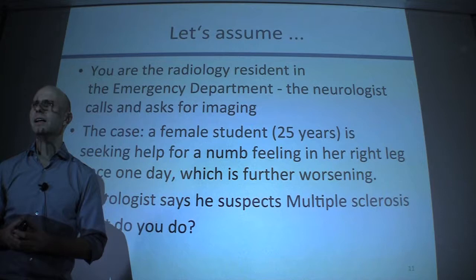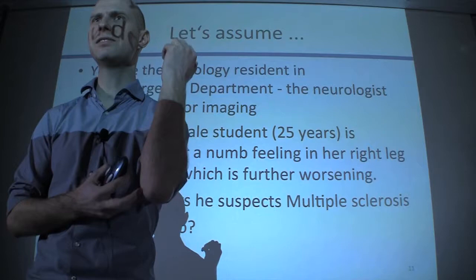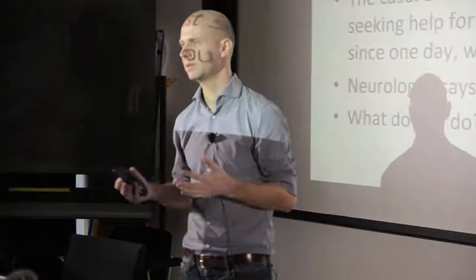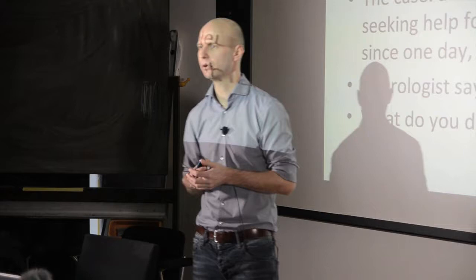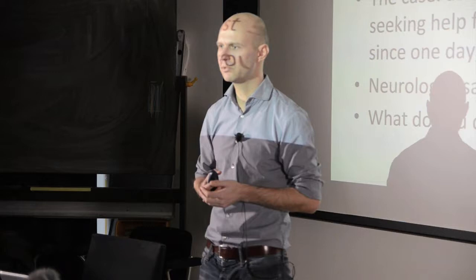So to put you in my position, let's assume you are the radiology resident in the emergency department. And your colleague, your friend who is also on call in the neurology department, calls you and asks for imaging. A typical patient would be a 25-year-old female patient that is seeking help for a numb feeling in her hands or her legs, or a vision problem. And so the neurologist says, well, he suspects MS. What do you do?